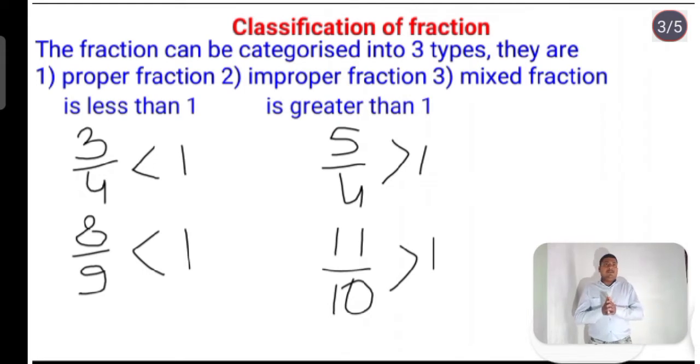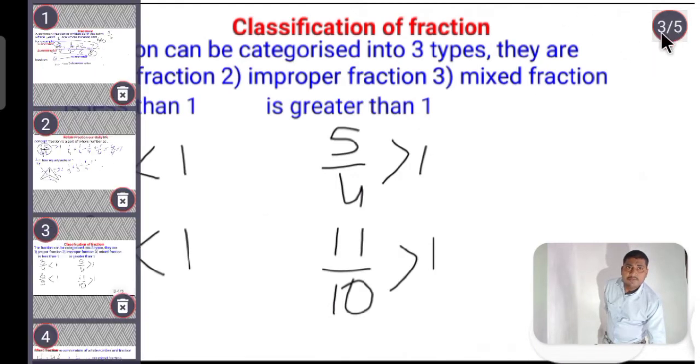The difference between proper and improper mainly depends on greater or less than 1. If the final value of the fraction is greater than 1, then the fraction is improper, and if the value of a fraction is less than 1, then the fraction is proper. Then mixed fractions.